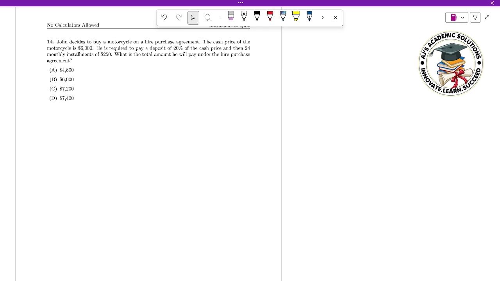Now with hire purchase, you have to pay an amount that is considered a deposit. In this case, we're told that it's 20% of the cash price. And then we'll have to consider his monthly installments. So the cash price, which we're going to put as CP, is $6,000. And the deposit that he's going to pay is going to be 20, because it's 20%, over 100 times 6,000.